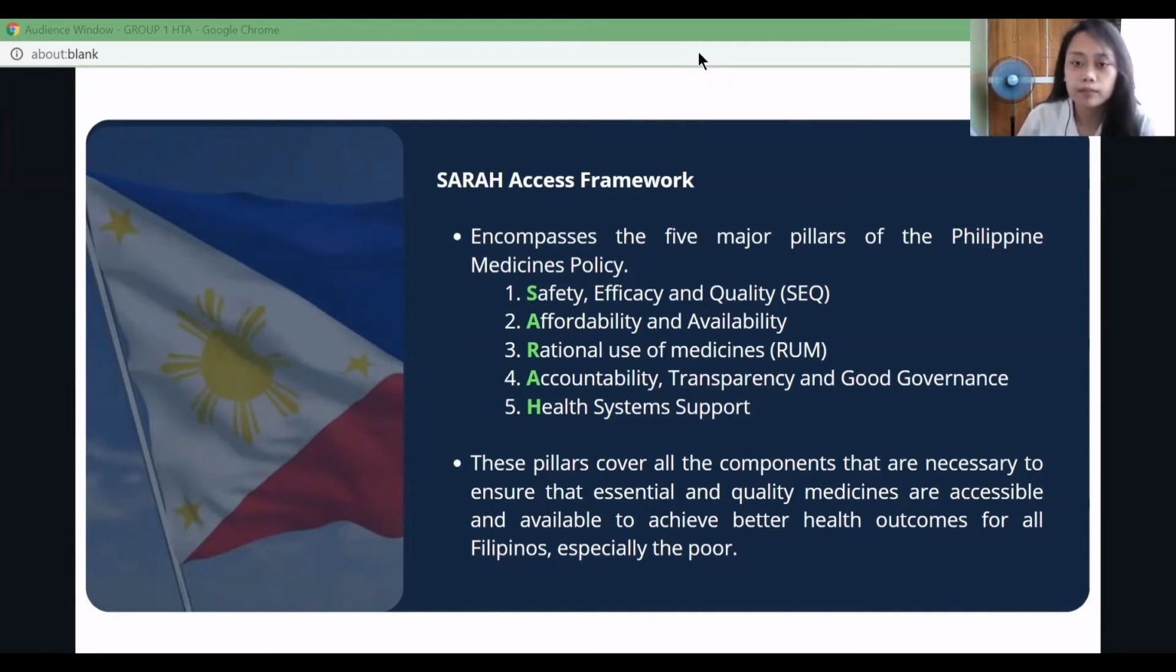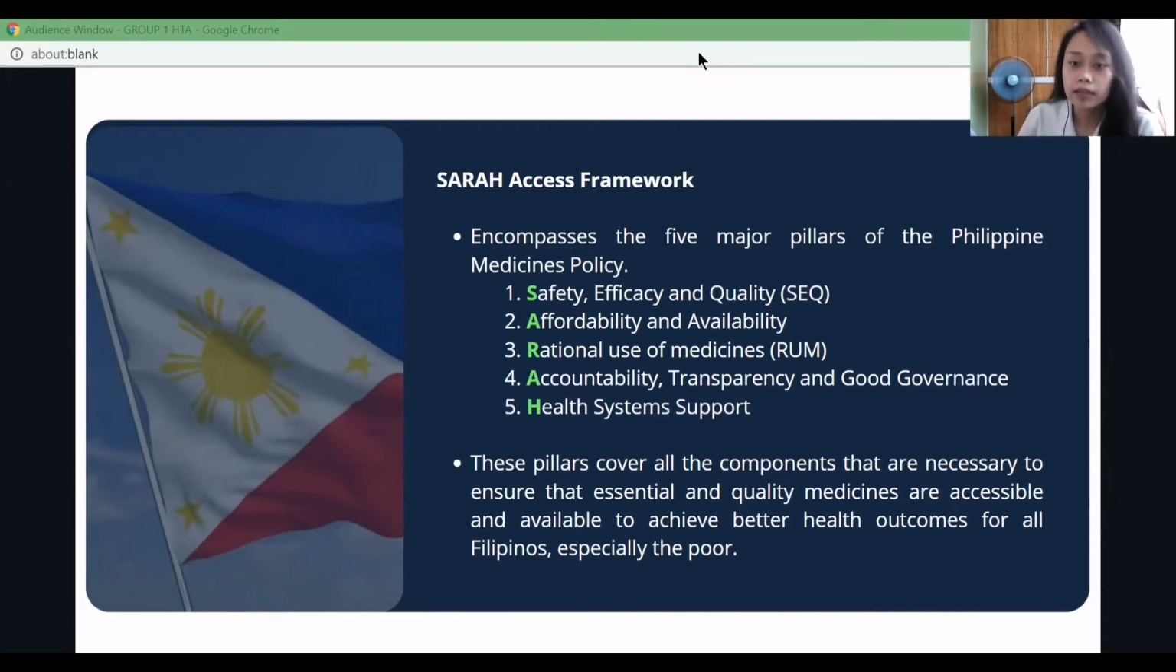For the first pillar, we have safety, efficacy, and quality. This component shall ensure that the manufacturing, packaging, procurement, import, export, distribution, supply, and sale of drugs, product promotion and advertising, and including the clinical trials, should be carried out according to specified standards of safety, efficacy, and quality.